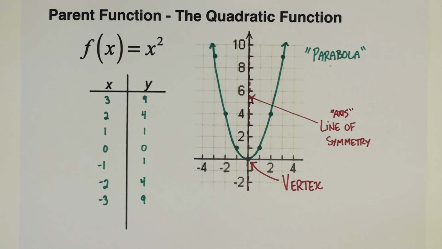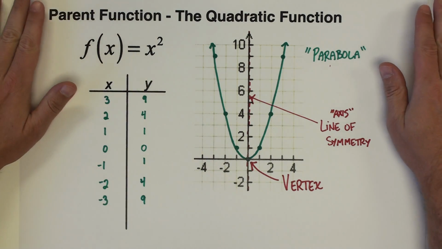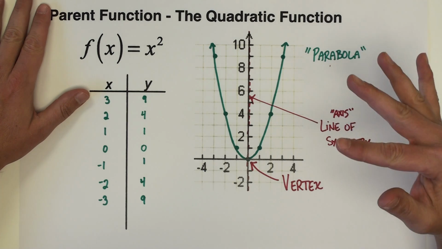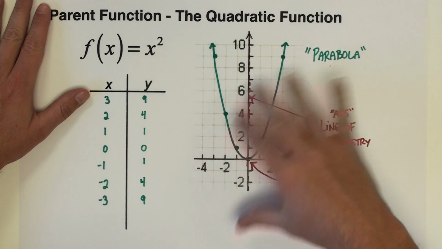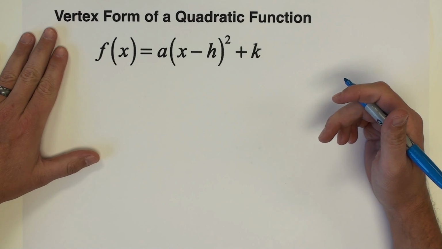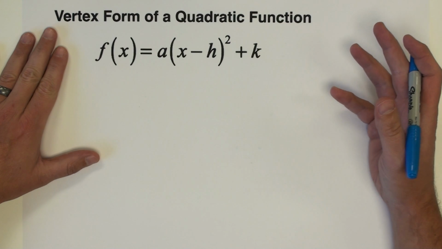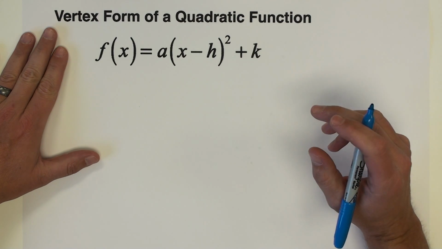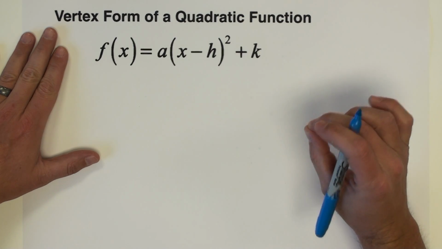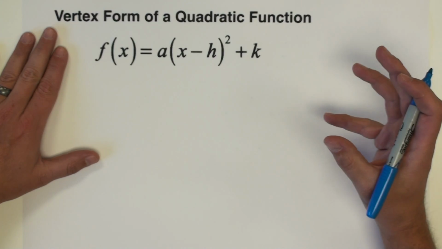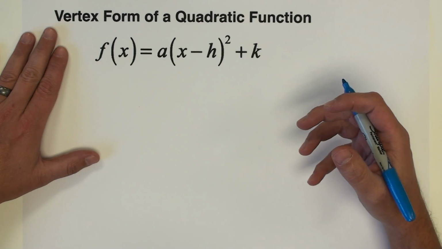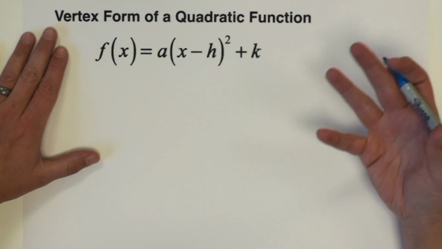So that's all we're going to hit on right now as far as properties of this graph. We're going to talk a little bit more in the next video about some other features of the graph, but for today in this video we're just going to talk about vertex, line of symmetry, and then how to graph this. There are a couple different forms that you're going to see very commonly for quadratic functions. The one that we're going to go over in this video is called vertex form, and vertex form draws a lot from our transformations that we're familiar with.